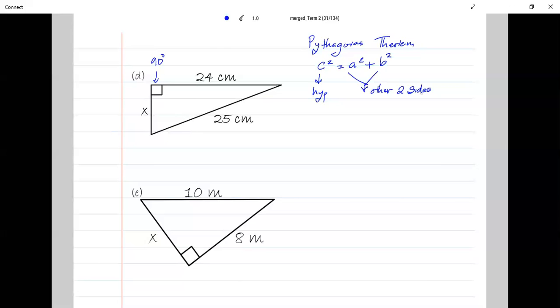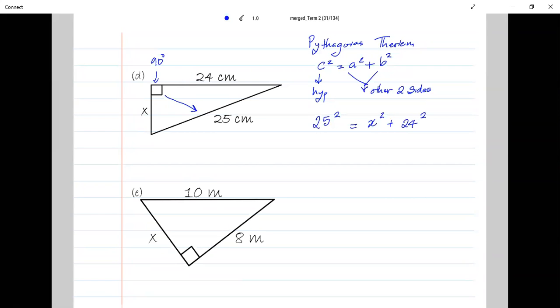So from the formula, from the triangle, can anybody tell me what is the length of the hypotenuse? Look at the triangle. What is the length of the hypotenuse? Anybody? 25. Very good. The hypotenuse is the side that is in front of the right angle. So this becomes what? 25 squared is equal to x squared plus 24 squared.